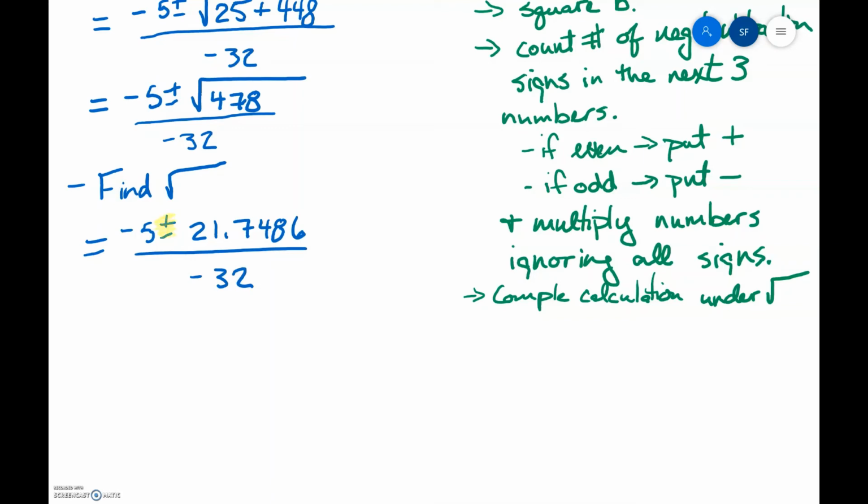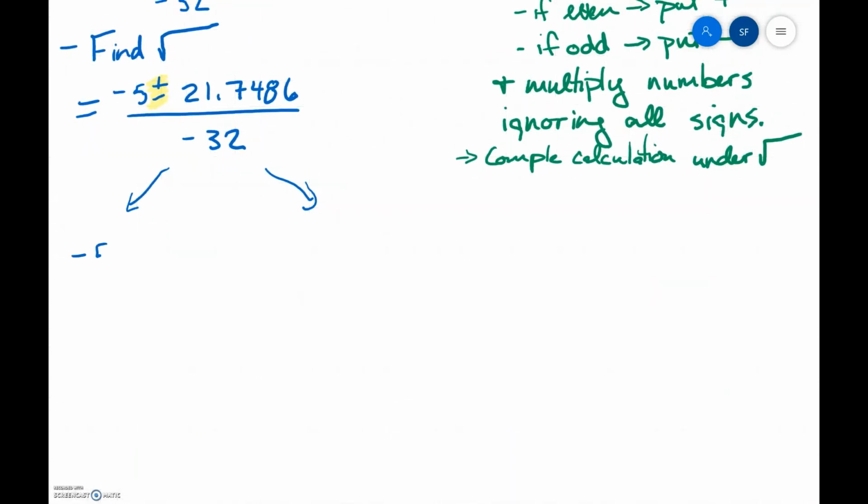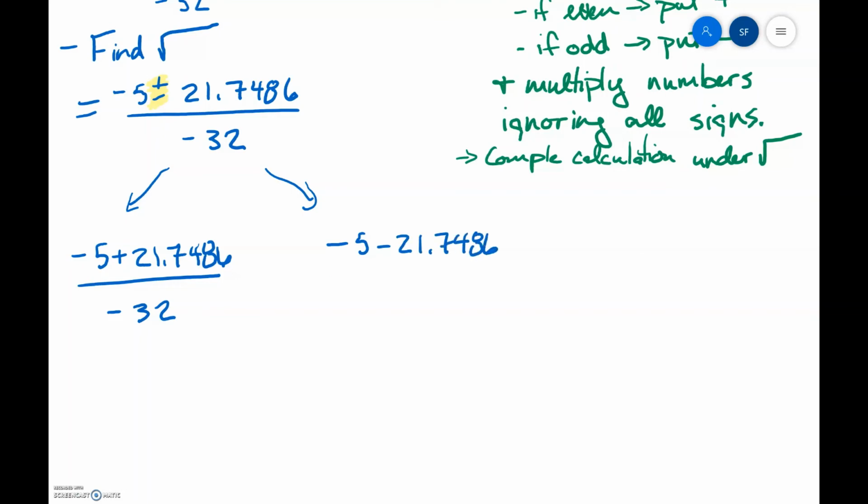And now we're going to talk about this symbol right here. What does this symbol actually mean? This means that it's sneakily 2 equations in one. And so at this point, I suggest we break this into the 2 equations that it represents. One of the equations is -5 plus 21.7486 over -32. And the other one is -5 minus 21.7486 over -32. Okay. Now let's go ahead and simplify it.